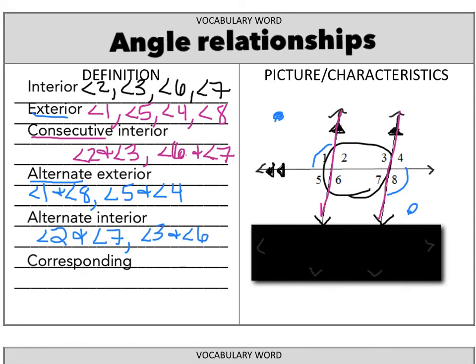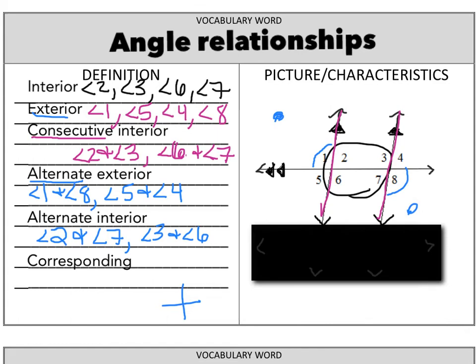Corresponding is a little bit tricky. Corresponding means in the same place. It's kind of hard to show this to you, but with every 4 angles in a picture, there's one on the top right, one on the top left, one on the bottom left, and one on the bottom right. So that refers to the same thing on my drawing.